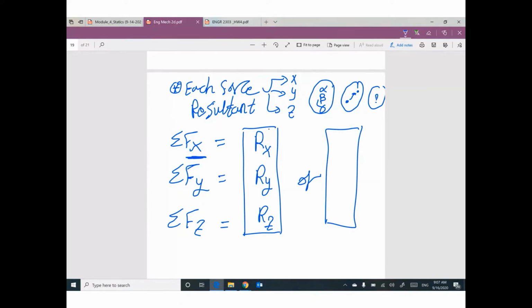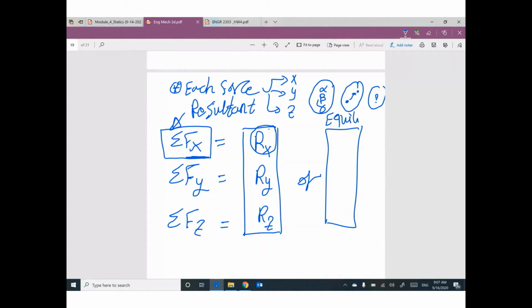If the resultant is given, then something is known on this side because Rx is given. Or if we are looking for the resultant, then this side will be known. The only unknown will be the X component of the resultant. This is the first scenario. The second scenario, this week, is forces in equilibrium.